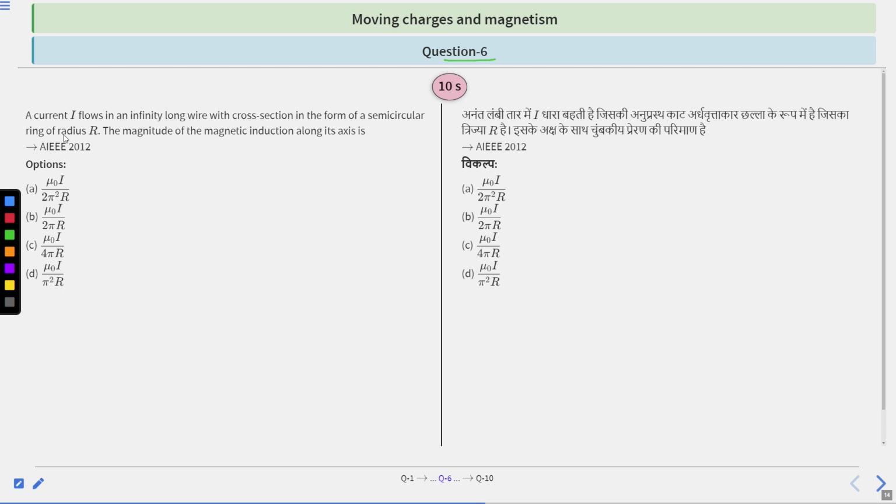The question is, a current I flows in an infinitely long wire with cross section in the form of a semicircular ring of radius r. The magnitude of the magnetic induction along its axis is what? Given options: option A is mu naught I divided by 2 pi squared r, option B is mu naught I divided by 2 pi r, option C is mu naught I divided by 4 pi r, and option D is mu naught I divided by pi squared r. So which one is correct? You have 10 seconds to solve this question. After 10 seconds, we will provide the solution of this question.